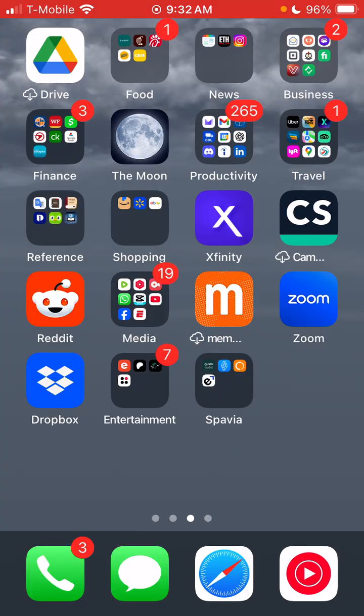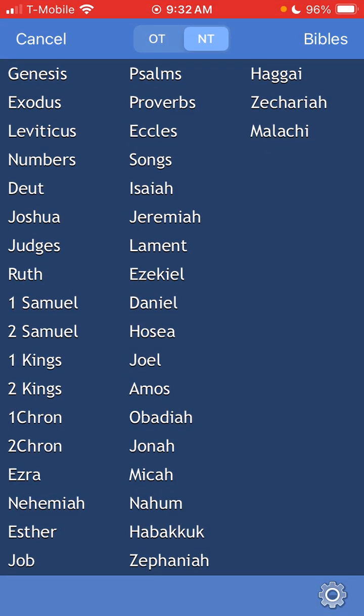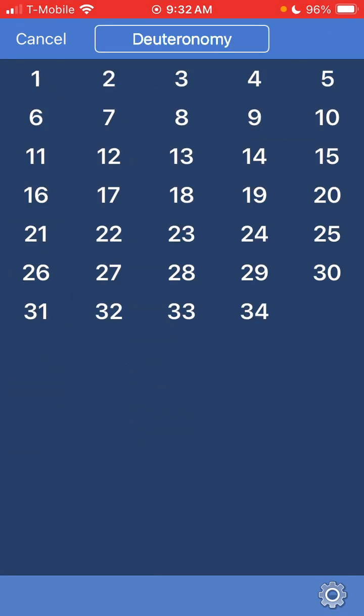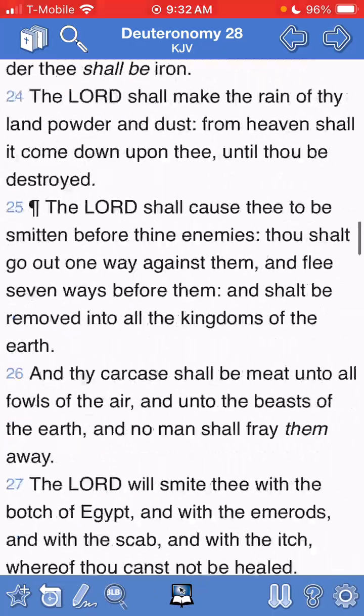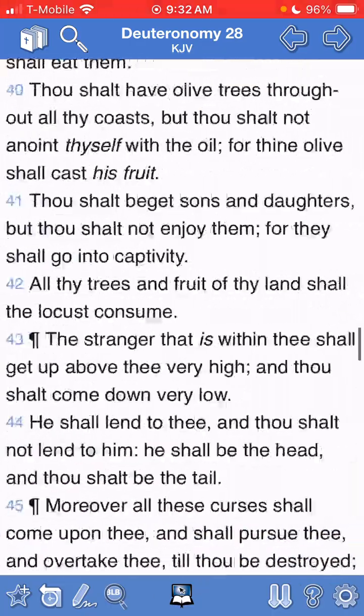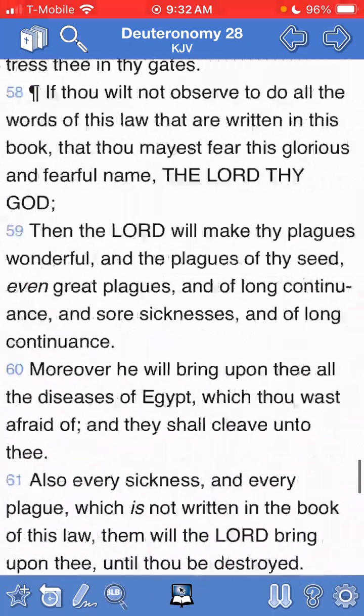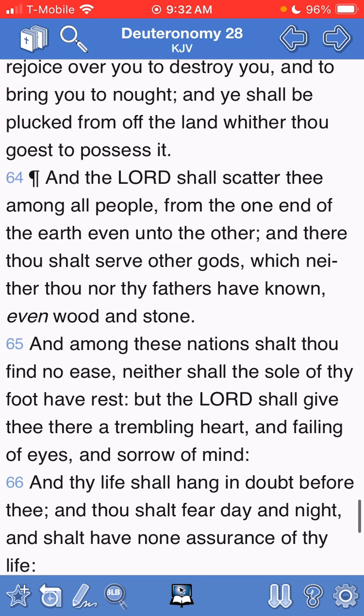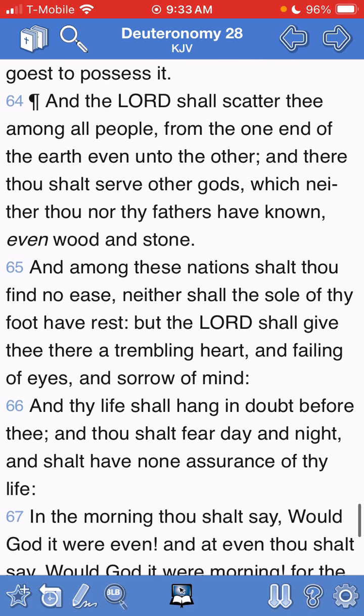So this is a result of scattering, because if there was never a scattering, then there wouldn't have been a change in the language. But to fulfill the curses, going into captivity, Deuteronomy 28:64 says, "And the Lord shall scatter thee among all people, from the one end of the earth even unto the other, and there shalt thou serve other gods, which neither thou nor thy fathers have known, even wood and stone."